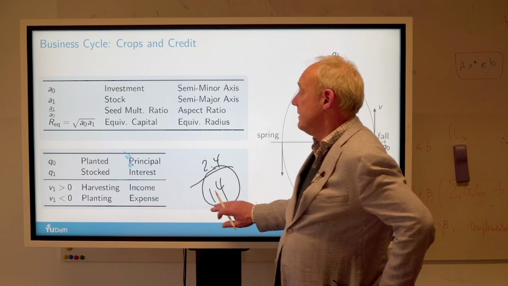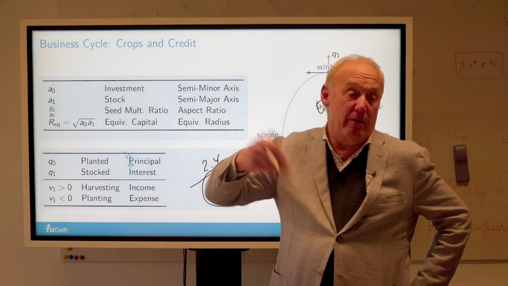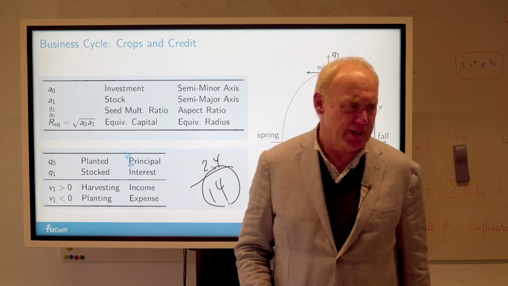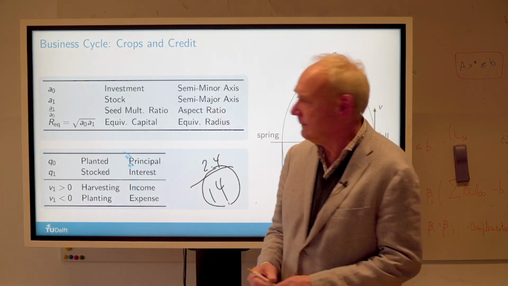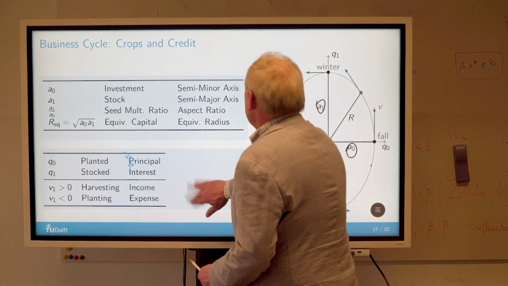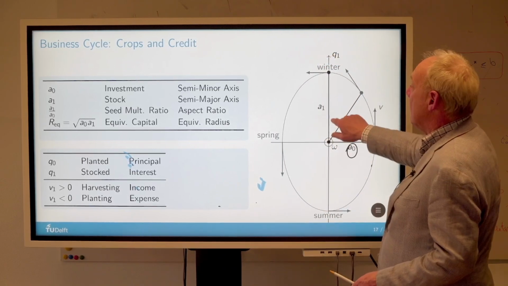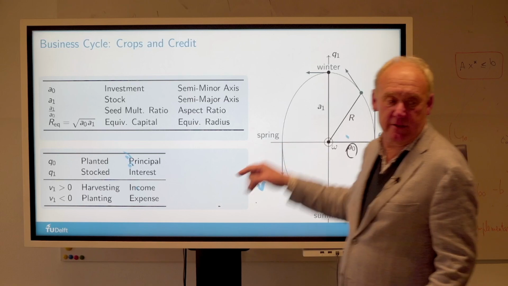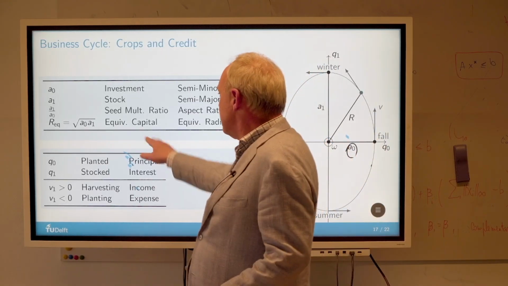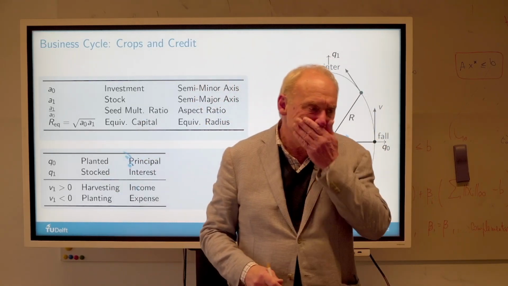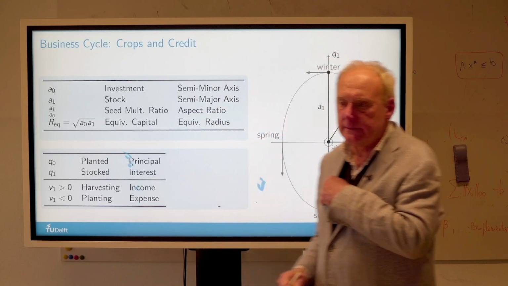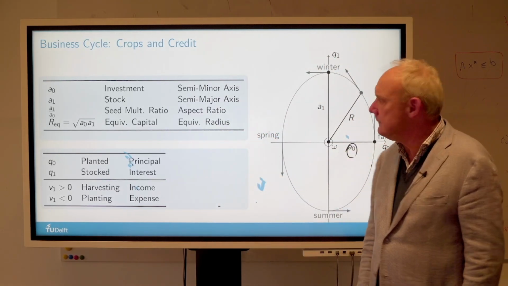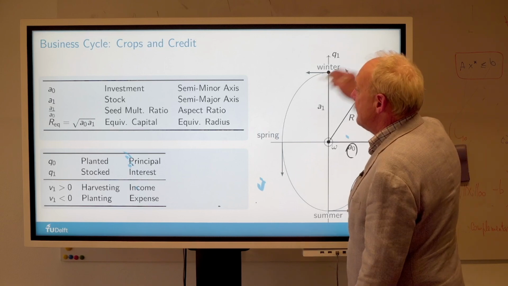Because of the seed ratio, or the flower replant ratio, with flowers we do it, right? Okay. Anyway, you can see by the ratio of this semi-major axis and semi-minor axis, this gives you the seed multiplication ratio, right? Do you see that? Okay, that's clear, right? So then you go through this kind of elliptical motion.